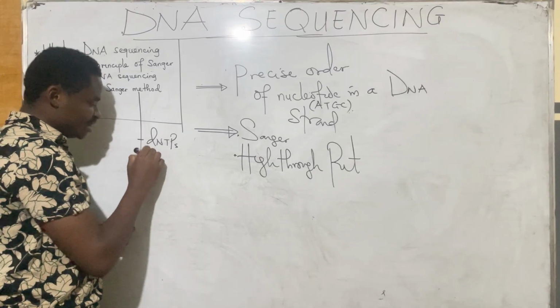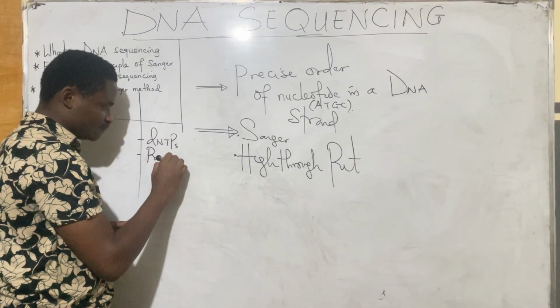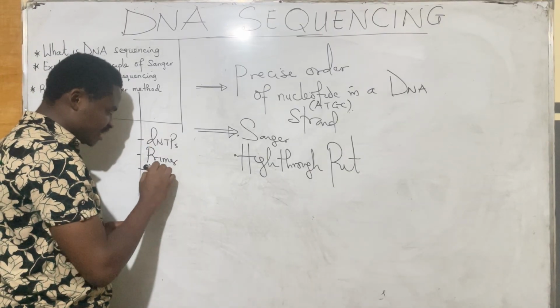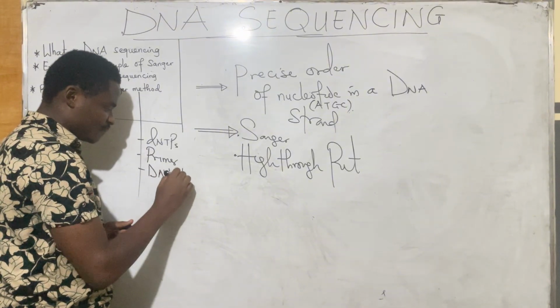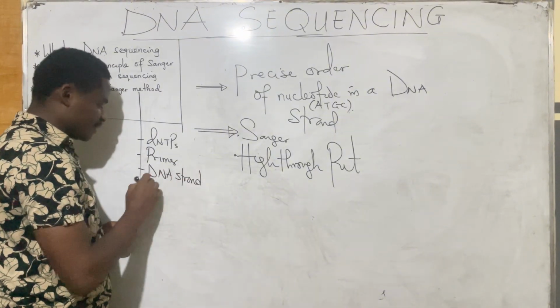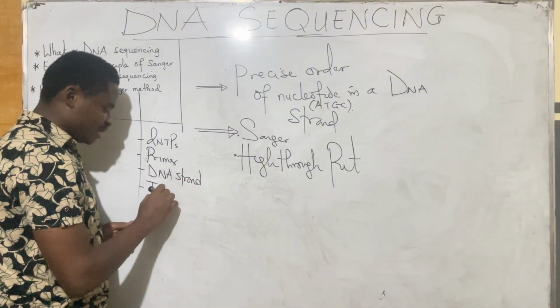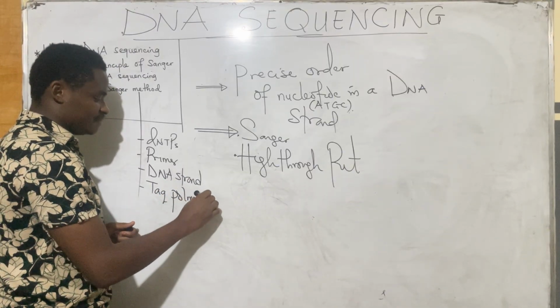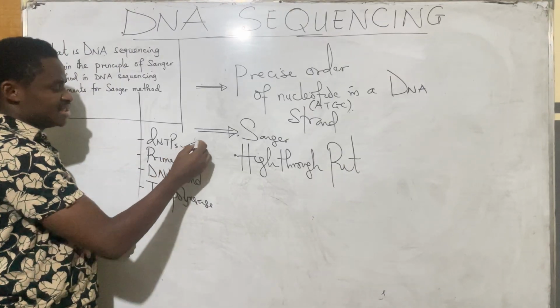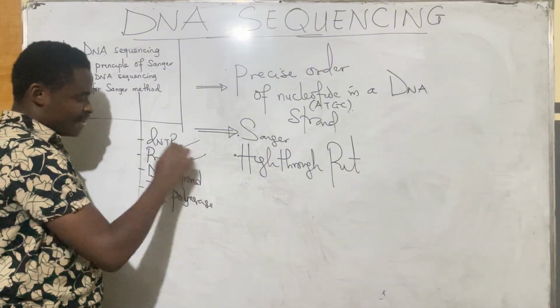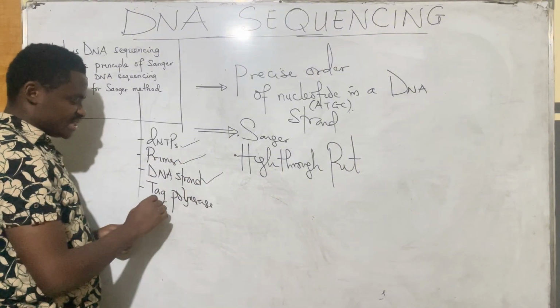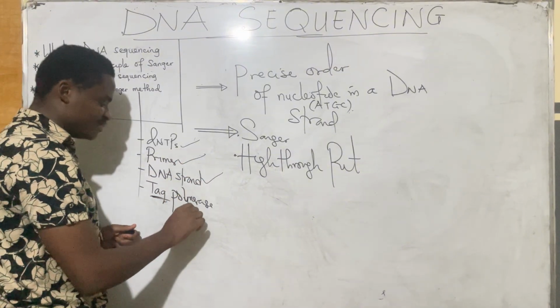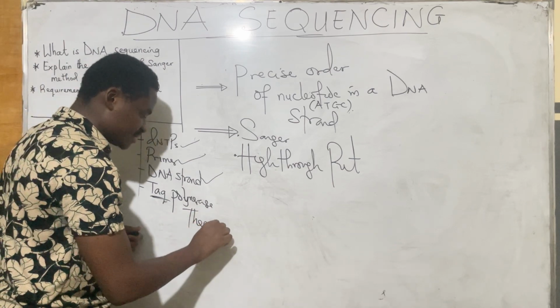Now, for the requirements of the Sanger method, we are going to need things like the dNTPs. Okay, we'll need a primer. We'll need a DNA strand itself. We'll need the enzyme called Taq polymerase. So please remember this in case you are asked. Again, dNTPs, primers, DNA strand, and Taq. Taq here stands for Thermus aquaticus.